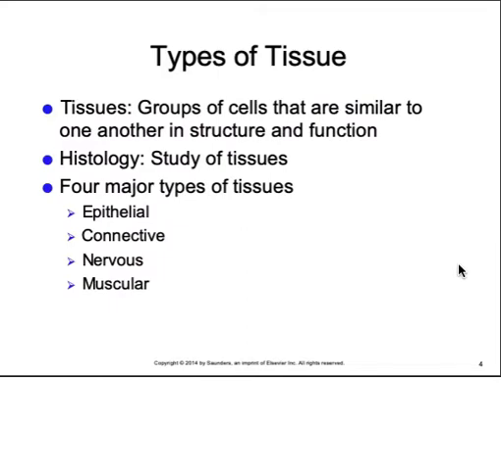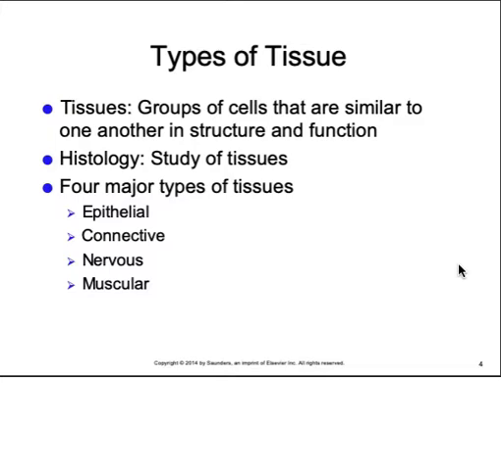Okay? So tissues are the next level of organization up from cells. Remember that cells are the smallest unit of living matter, and tissues are groups of cells that have similar characteristics that act as a team to do something that a single cell couldn't do on its own. The study of tissues is called histology, and it requires the use of a microscope.